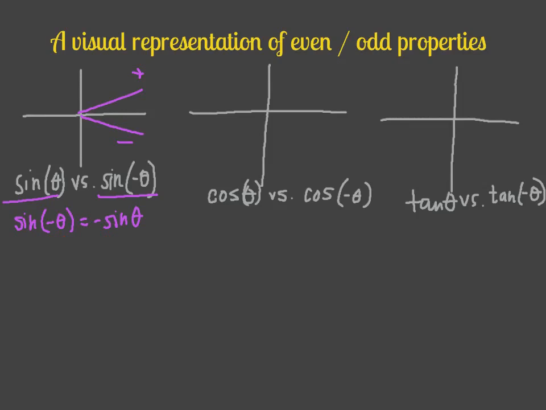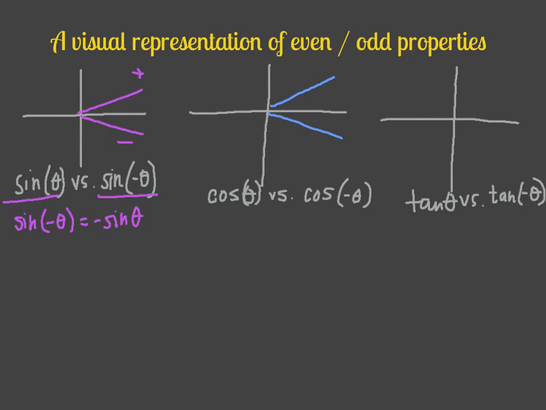Okay, so now let's do this for cosine of theta versus cosine of negative theta. So let's talk about pi over 6 again. So we've got pi over 6, positive pi over 6, cosine is root 3 over 2. What about cosine of negative pi over 6? Down in quadrant 4, the y value was negative. So remember when we did sine, we switched the value. But what about for cosine? Isn't cosine still positive in quadrant 4?